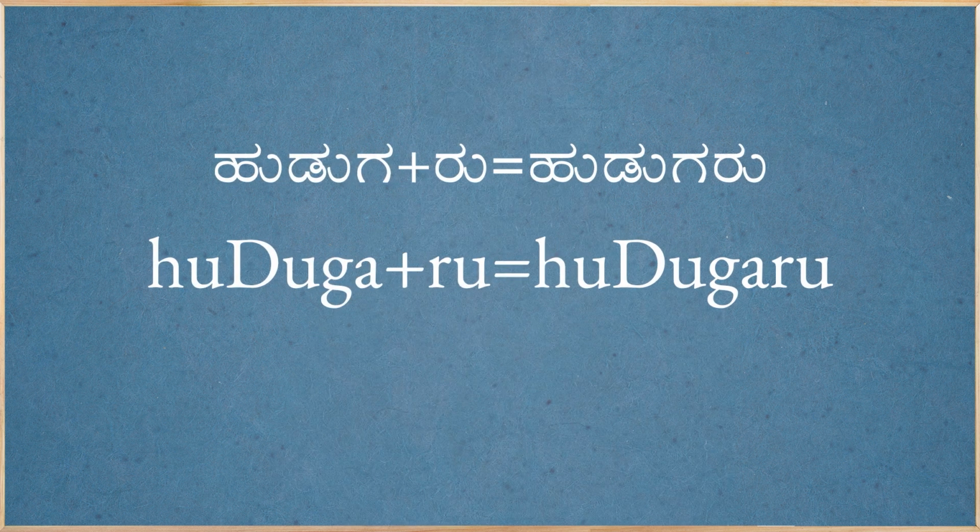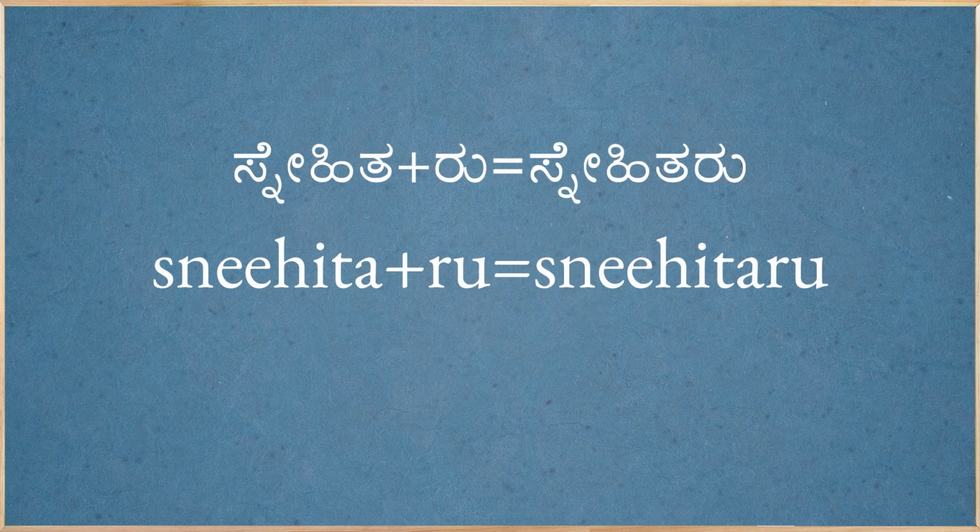Plural formation rule for nouns ending in a. Add ru to the base noun ending in a. For example, huduga plus ru will become hudugaru. Hudugaru, boys, refers to multiple boys collectively. Snehita plus ru will become snehitaru. Snehitaru, friends, denotes a group of friends.